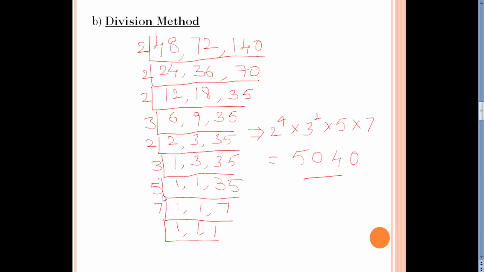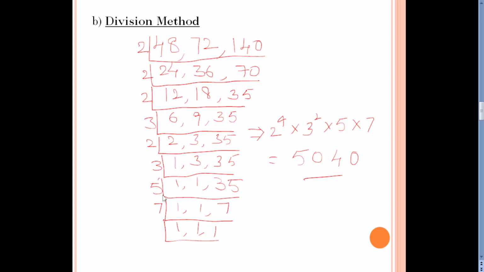Under this division method, we divide these numbers by every prime number in order. First I have taken 2. I have got 24, 36, 70. Again I have taken 2. I have got 12, 18, 35. I have taken 2 again. So 6, 9, 35. Since 35 cannot be divided by 2, we write this number as it is.